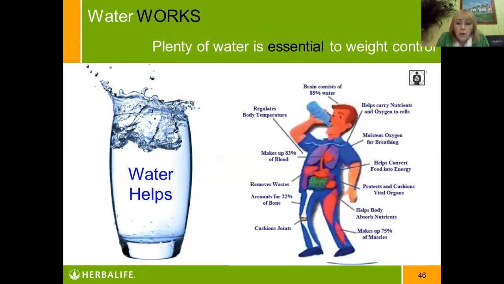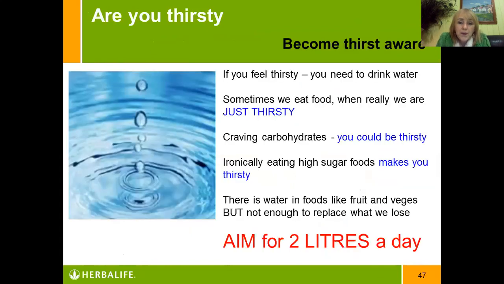And I do know that people with asthma issues, if they're more hydrated, it helps with their breathing. It certainly helps with asthma issues. It also helps to convert food into energy, protects and cushions vital organs, helps the body absorb nutrients, and makes up to 75% of the muscles. And I don't know if you've ever found that if you're dehydrated, you can get achy muscles. Being more hydrated often helps stop cramps from dehydration as well.